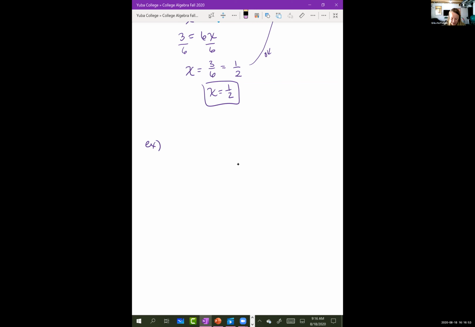What if we had 1 all over x squared minus 4 is equal to 2 all over... I wish I had my textbook here. I love just pulling them out of my textbook, and I don't have it here. Let's say 1 all over x squared.